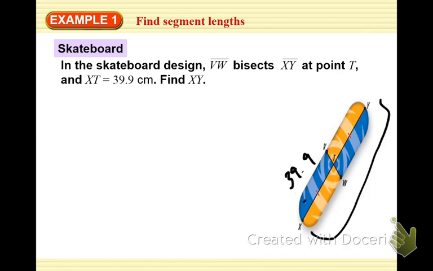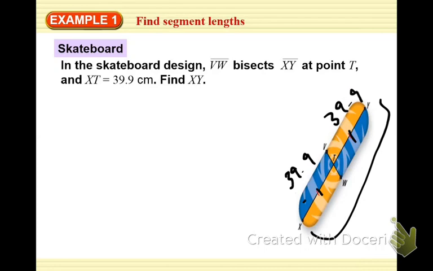So anyway, back to this. What I can't really see up here, and I wish I could make this brighter, is that since VW bisects XY at point T, we automatically know that XT and TY are going to be congruent. And so we know that if XT is 39.9, then that automatically tells us that TY is also going to be 39.9.